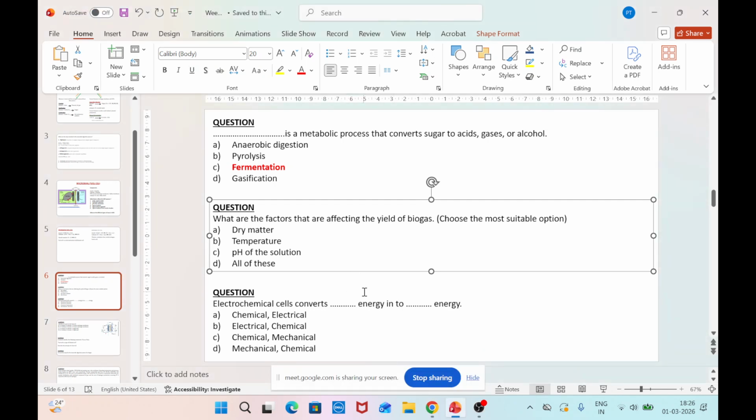What are the factors that affect the yield of biogas? So the biogas gets generated through the anaerobic digestion process, and that process typically happens in an anaerobic digester. This conversion process of biomass to biogas is usually dependent on several different parameters. So which of the following parameters tends to affect the biogas yield? Is it the dry matter, temperature, pH, or all of these?